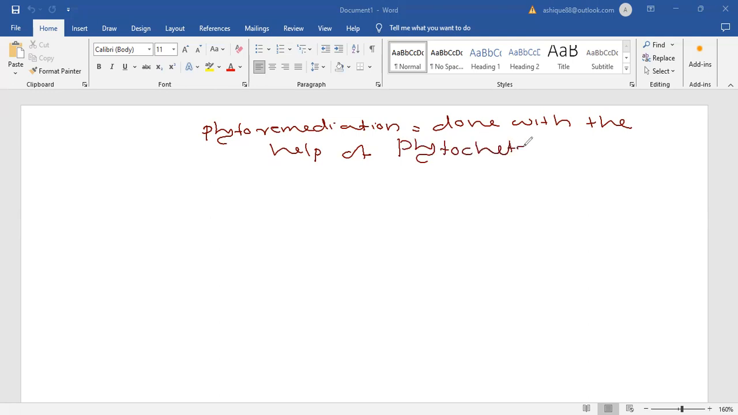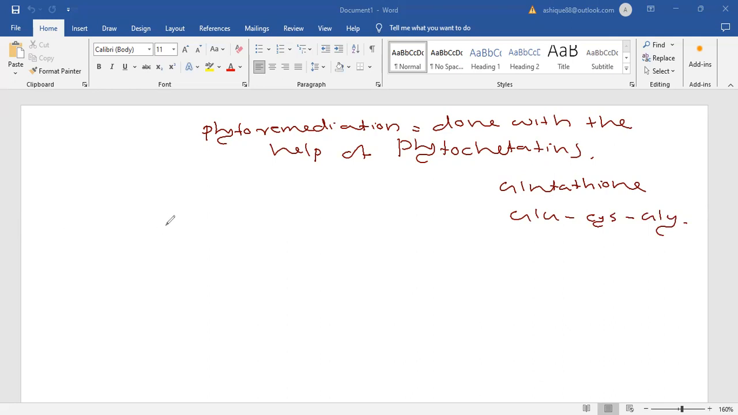phytochelatins. That is known as phytoremediation. Glutathione is a chemical. It consists of glutamate, cysteine and glycine. This is glutathione.